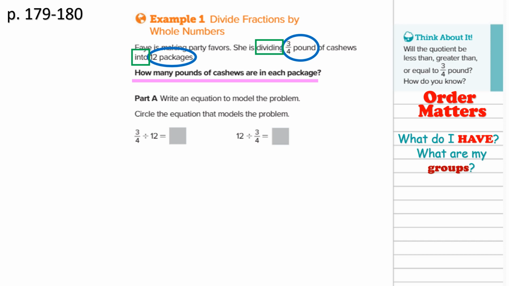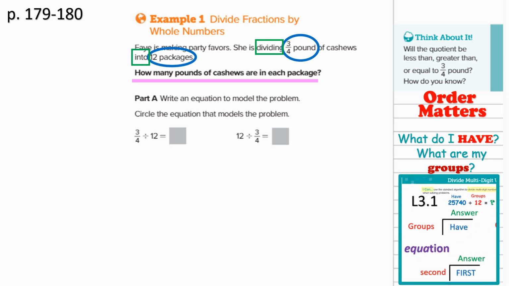Those are so important. Some of you are like, why is that important? Because if I don't know what I have and what the groups are, I don't know how to set up my division. Once again, in 3.1, I gave you this image and we talked about the number sentence. My first number in the division number sentence is what I have. The second one is the groups I'm putting it into. And when I put it into a division box, what I have goes inside. So when I'm looking at these two equations and trying to figure out which one to use, I have to know what I have because it has to be first. I have 3/4 pounds of cashews. My groupings is going to be in groups of 12.